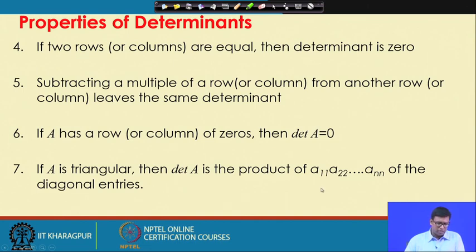If A is triangular, then the determinant is the product of the diagonal entries also. And if we write down the matrix, we can see it. If we think of it as a volume calculation, we can directly see it. We can probably take an example.